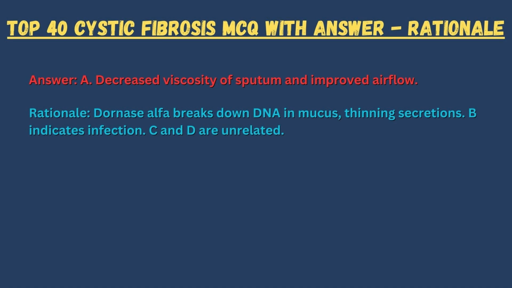Answer. A. Decreased viscosity of sputum and improved airflow. Rationale. Dornase alpha breaks down DNA and mucus, thinning secretions. B indicates infection. C and D are unrelated.